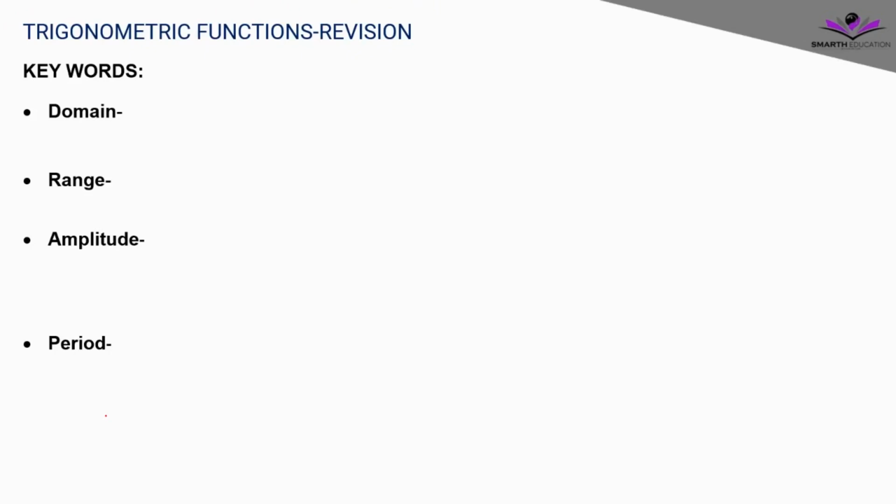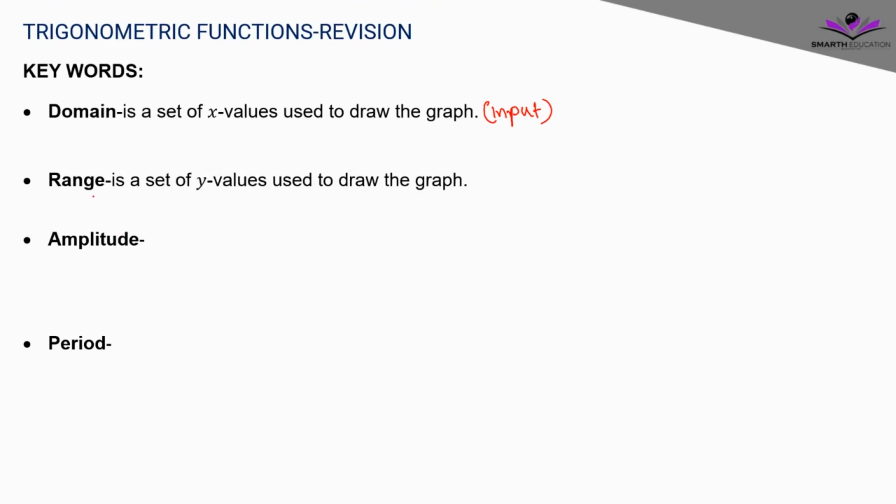Okay, so what is the domain? We're going to talk about the domain. Domain is a set of values used to draw the graph. We'll say these are the x values or the input values. The values that we put into the function, and then to get what? To get the output values, which is the range. So range, these are the output values. The range is a set of y values used to draw the graph, and then the amplitude.